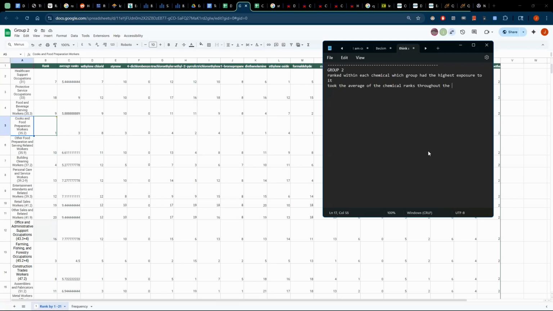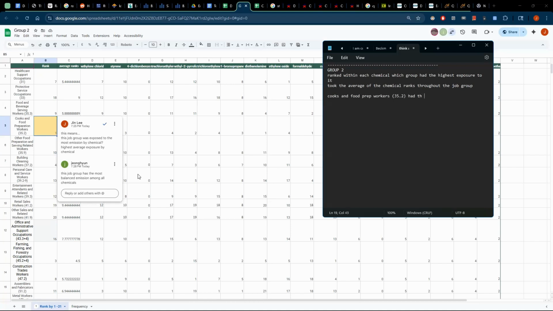Okay, ranked within each chemical, which group had the highest exposures to it? Yes, we took the average of the chemical ranks throughout the group. And so now, cooks and food preparation workers had the highest average rank. So that group is the most often exposed group. Is that our most often highly exposed group? Is that what that means?